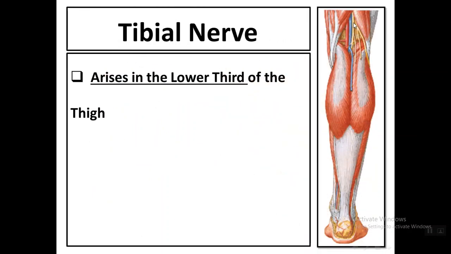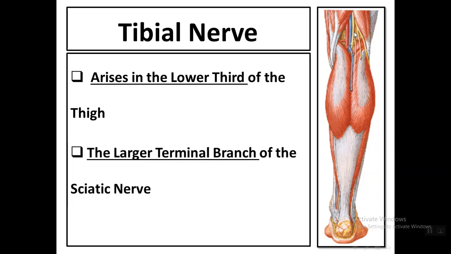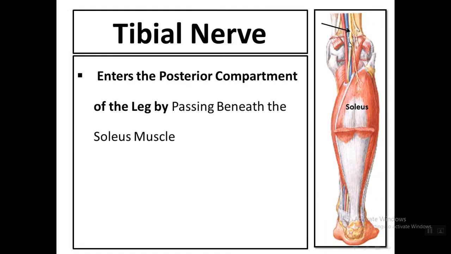First, the tibial nerve. It arises in the lower third of the thigh, and it is the larger terminal branch of the sciatic. It is larger than the common peroneal. Here we can see this is the tibial nerve. It enters the posterior compartment of the leg by passing beneath the soleus muscle. So this tibial nerve will disappear from the popliteal fossa, and it will pass below or beneath the soleus muscle to supply the posterior compartment of the leg.